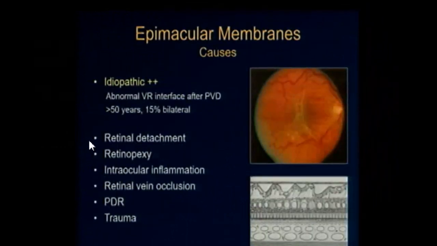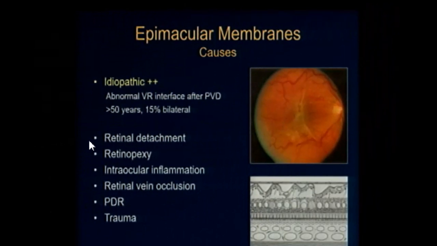Most of the time, epiretinal membranes are due to a lengthy, difficult separation of the vitreous from the retina that causes excitation of the Muller cells to build membranes, all right? So it's usually due to an abnormal vitreoretinal interface after a PVD, okay? And generally it happens in older people who get the PVD, 50 years or more.